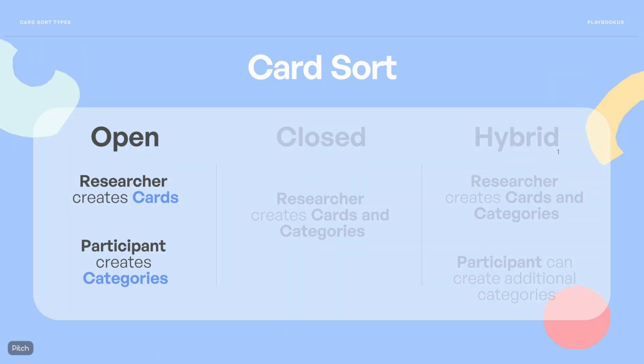So, there are actually three different versions of a card sort study that you can run, and each are helpful in different ways. So, the first one we're going to talk about is an open card sort. In this test, you put the control into the hands of the participants completely. They'll both create the categories themselves and then sort the cards into those categories.